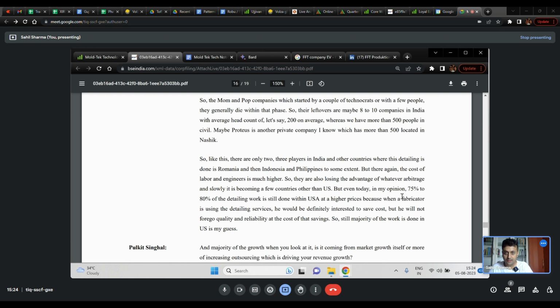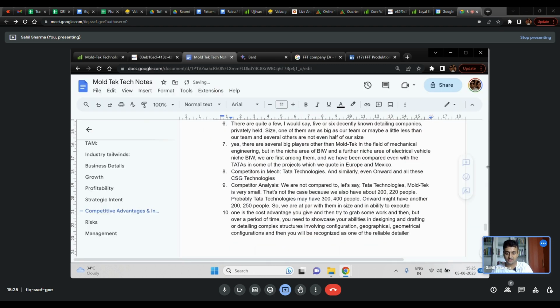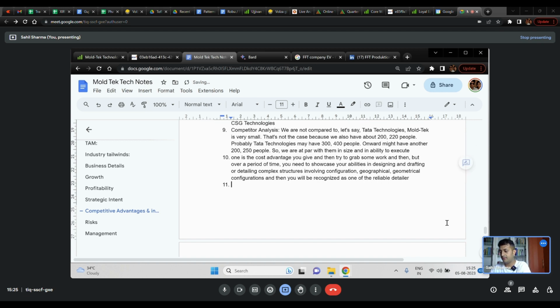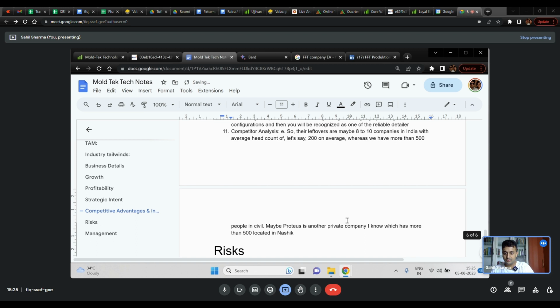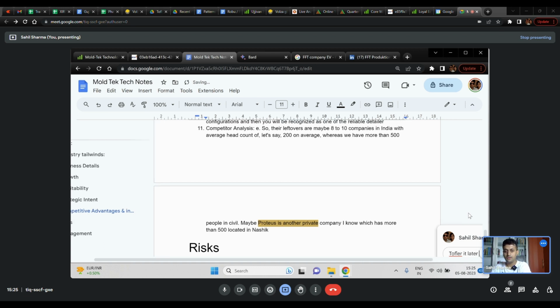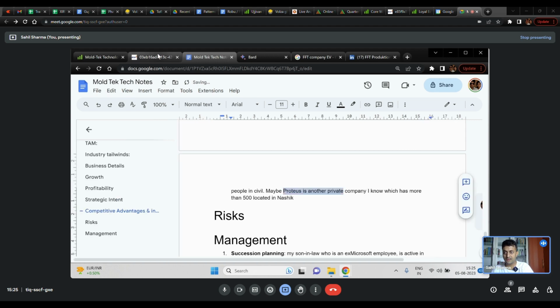Okay, now he has finally told us that there are a lot of these steel detailing companies, but they are like the largest one. And then Proteus is a private company which is larger, or as large as our company. Competitor analysis, and we have to look into this. Tofler is the Indian website where you can look up private companies.